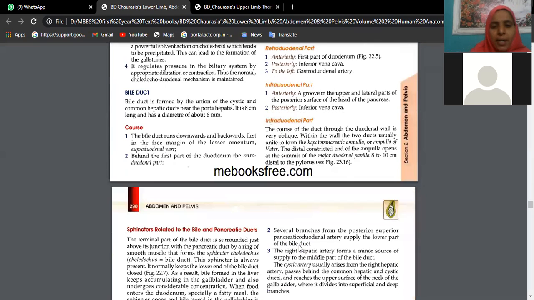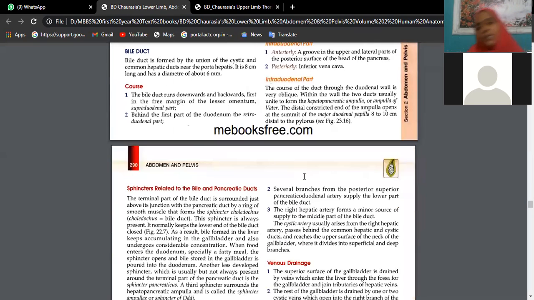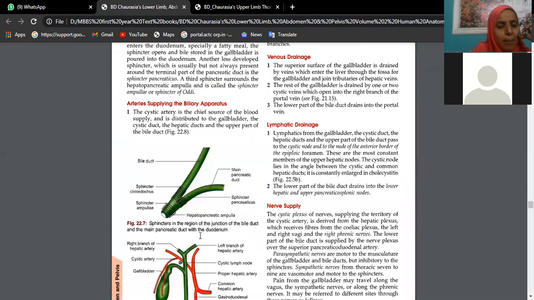Okay, intraduodenal part, we know it joins with the main pancreatic duct to form the hepatopancreatic ampulla of Vater, which opens into the second part of the duodenum as the major duodenal papilla.